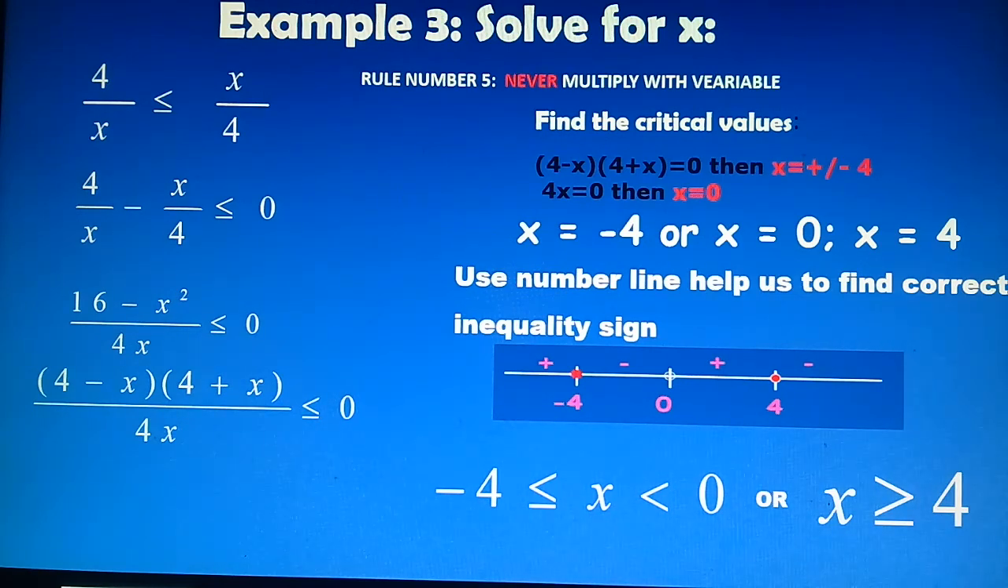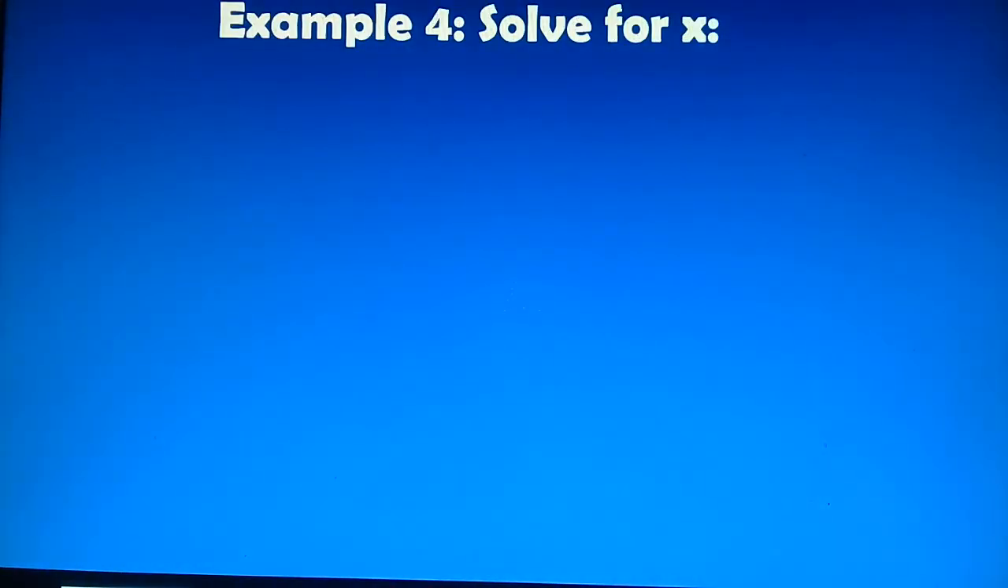Wow, how nice is mathematics? Let's just do this and enjoy the beauty of mathematics. And let's do our last example, number 4. Are you ready for example number 4? Okay, here is our example number 4.